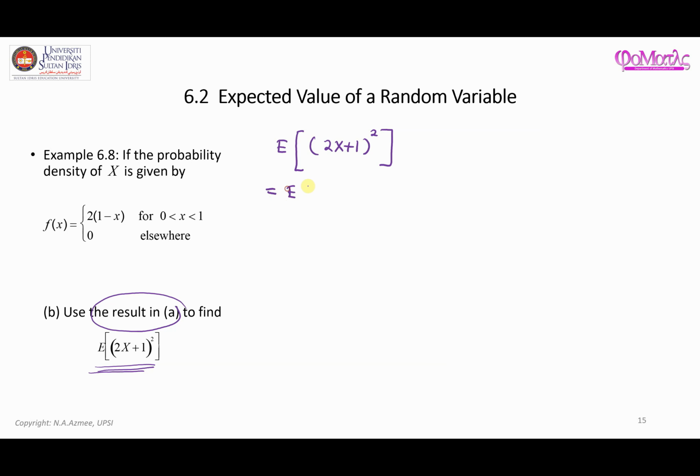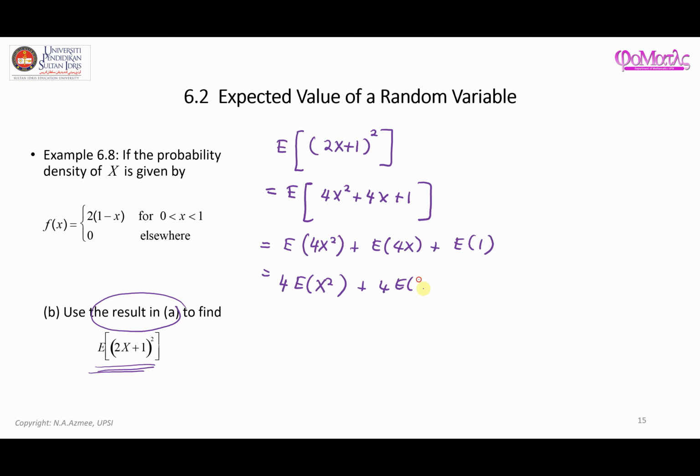So here what we have is, expand this, so we will have 4x squared plus 4x plus 1. Okay, so that's the result, and we can separate all these terms here. So we have E(4x squared) plus E(4x) plus E(1), and recognize the constants and take them out. Okay, so here we have the result as such, plus 1.